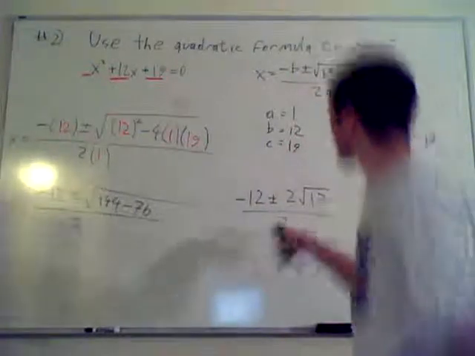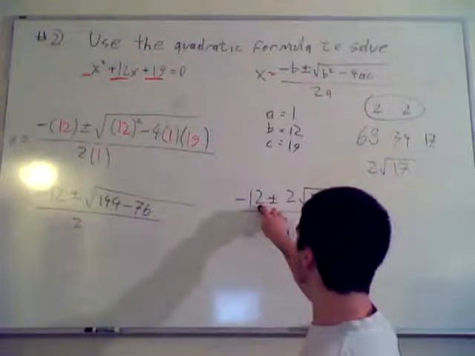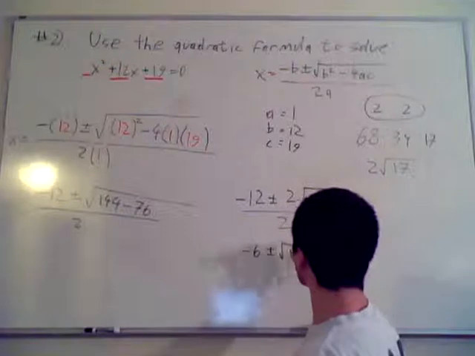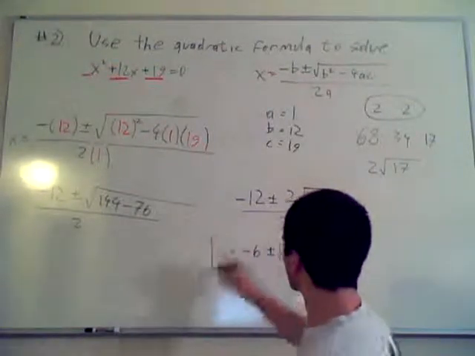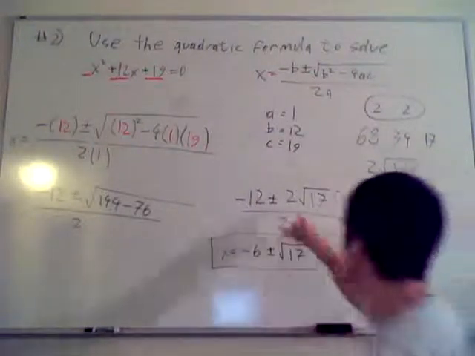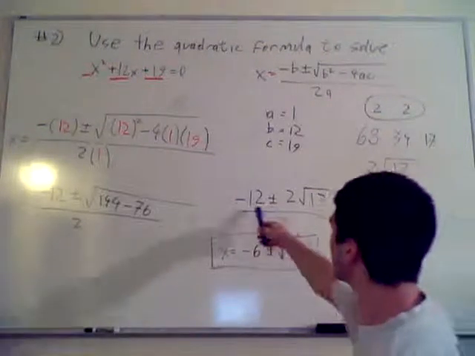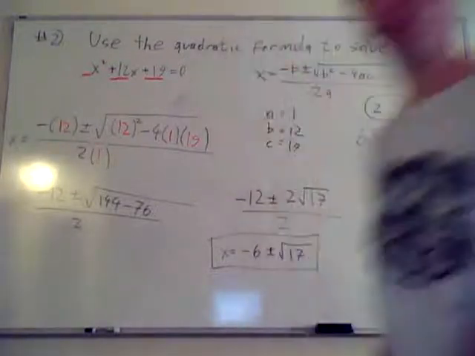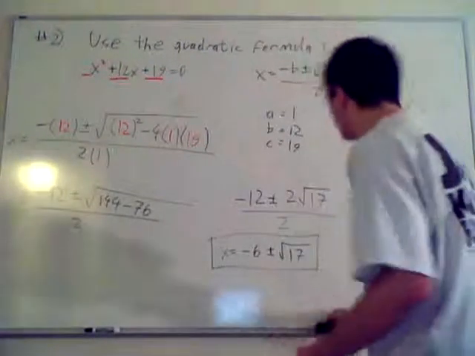Now, this 2 right here divides into negative 12 and it divides into 2. So what you get is negative 6 plus or minus the square root of 17. And that is equal to x. You cannot simplify this any further. Keep in mind that if you divide by 2 and there's addition or subtraction over here, you have to divide 2 into both of these terms. If it's multiplying, which it's not, you can't just divide it once. So that's the answer to the second problem.